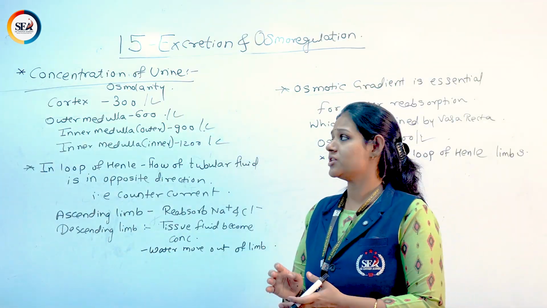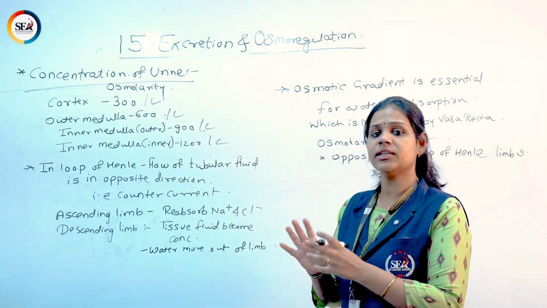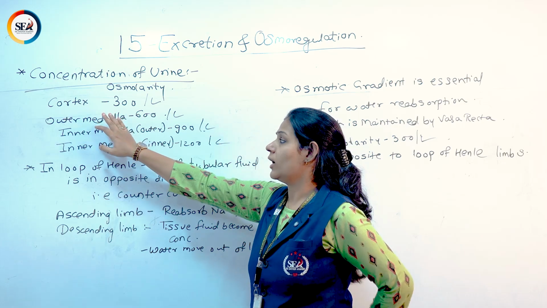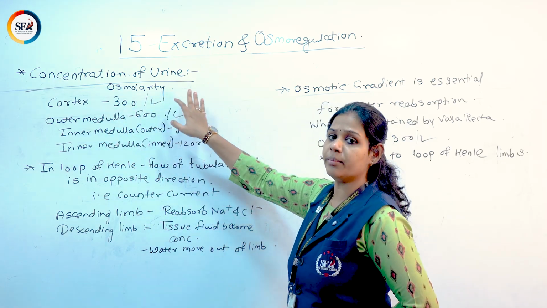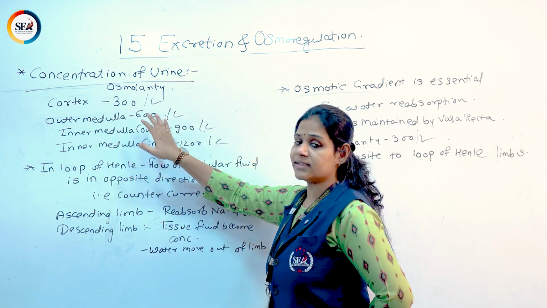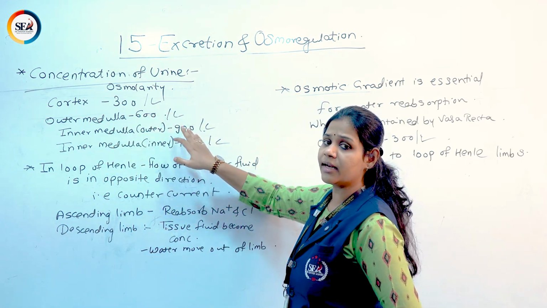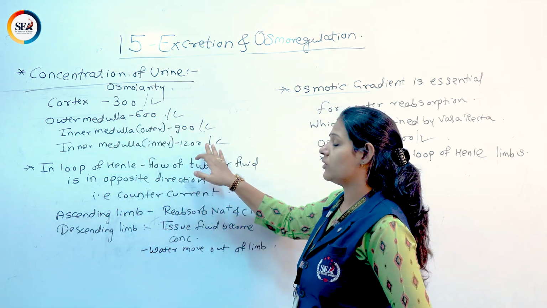The next point is concentration of urine. We are going to see the concentration of urine in different regions and the osmolarity. In the cortex, the osmolarity is 300 per liter. In the outer medulla, it is 600 per liter. In the inner medulla, outer region, it is 900 per liter, and in the inner medulla, inner region, it is 1200 per liter.